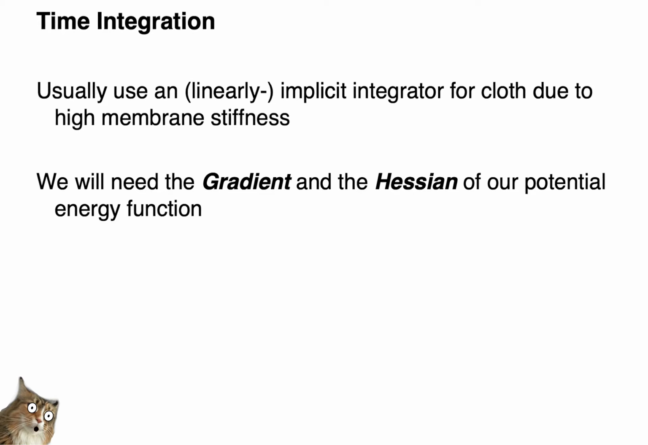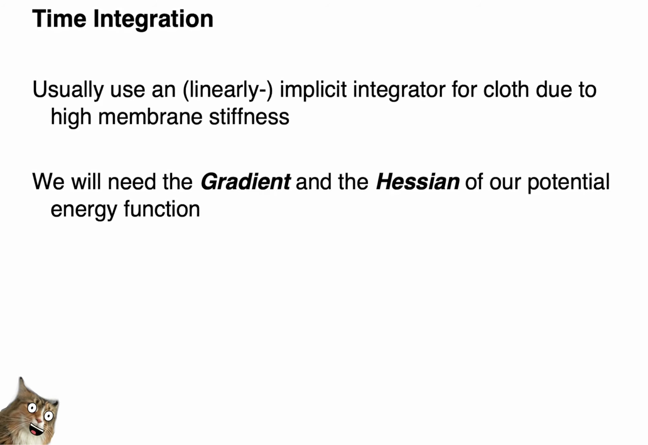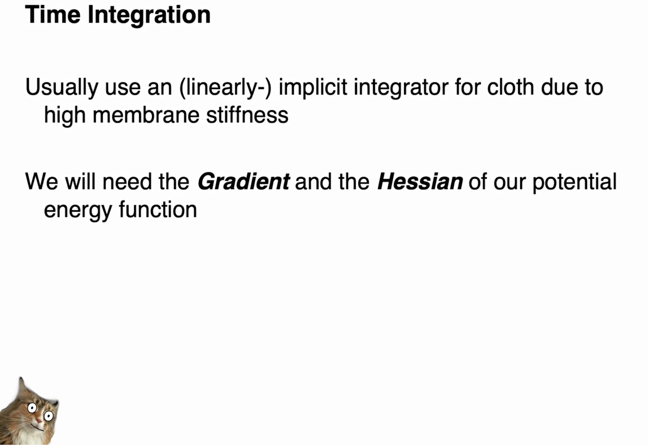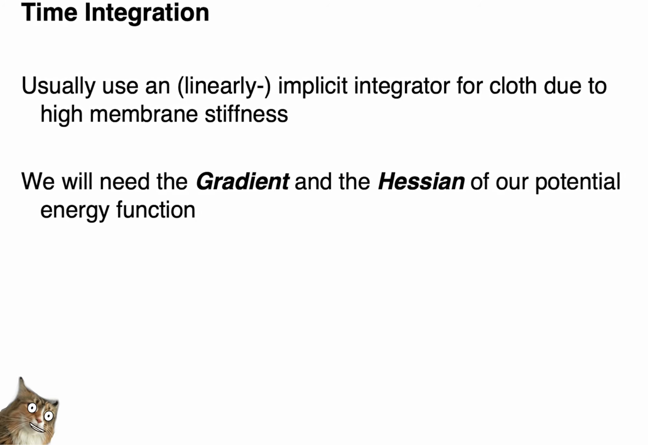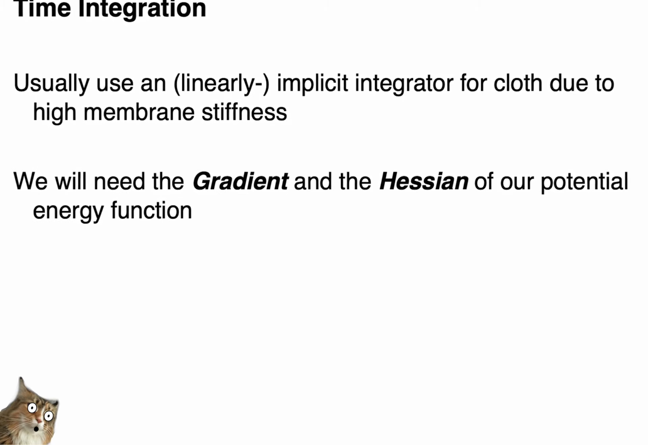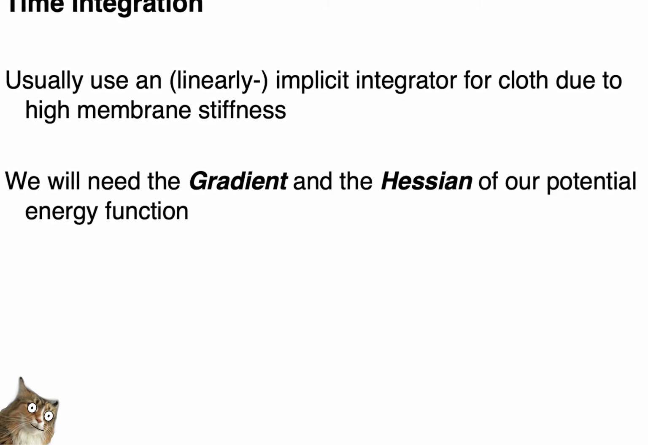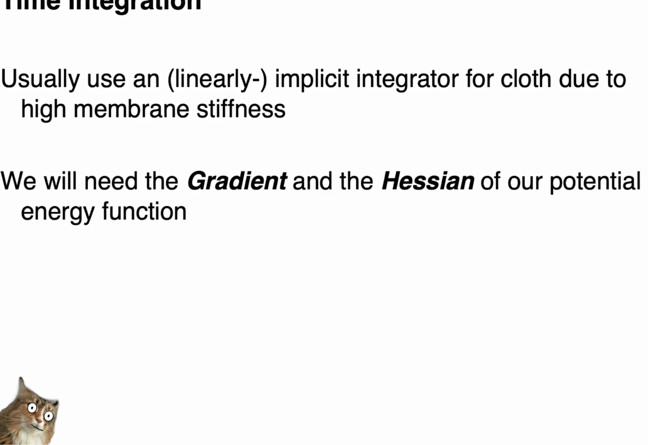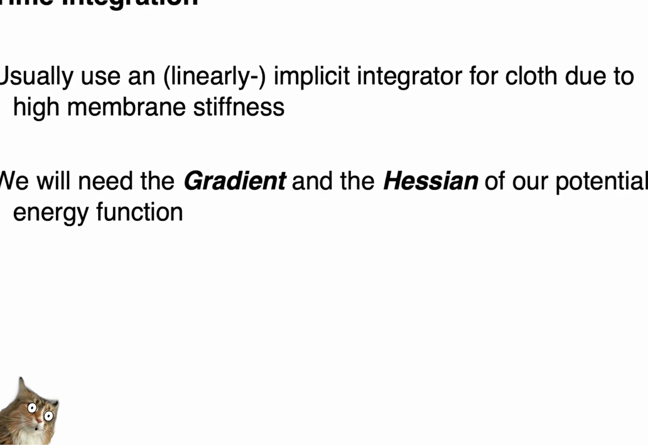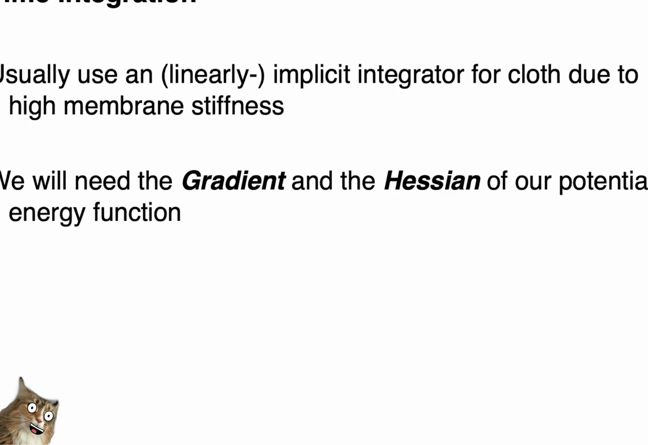Fabrics like denim or cotton weaves have a high resistance to stretching, and this manifests itself as high forces in our simulation. To handle all of this in a stable fashion, while allowing reasonable time step sizes, we typically use implicit or linearly implicit time integration methods. We've covered such integration schemes in previous videos, and we know that in order to implement them, we will need to be able to compute both the gradient and the Hessian of our potential energy model.